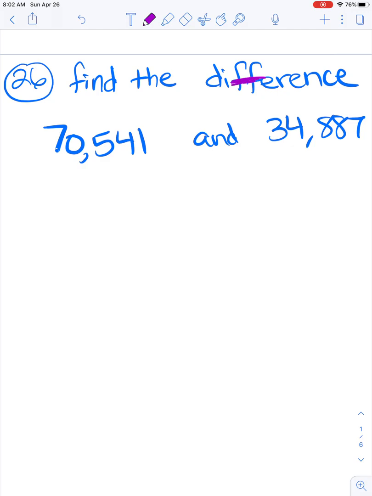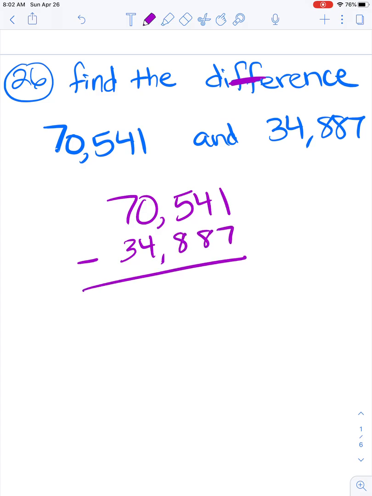Here we're going to find the difference. Remember, for the difference, we go like this with the 2 F's to remind us that we're going to subtract. So I'm going to take 70,541 minus 34,887. Say it with me.